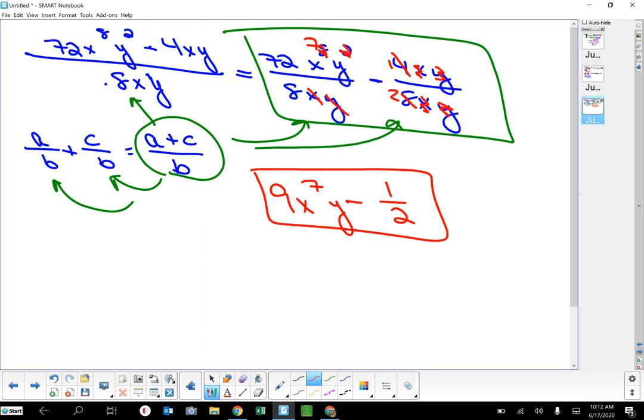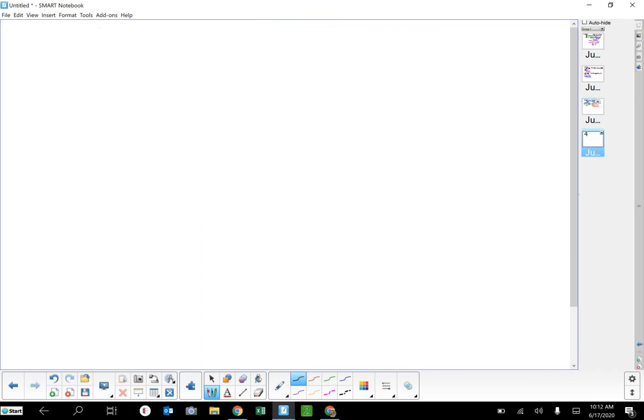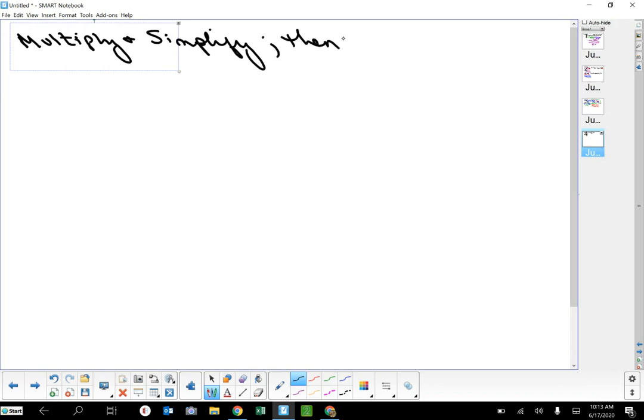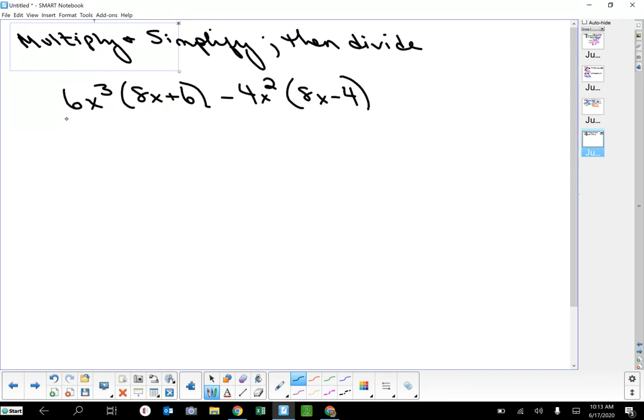All right, and then the last one in this video, super quick and short, says multiply and simplify, then divide. And it starts like this. 6x cubed times (8x plus 6) minus 4x squared times (8x minus 4), all over 2x squared. So let's follow the directions and do these in order.